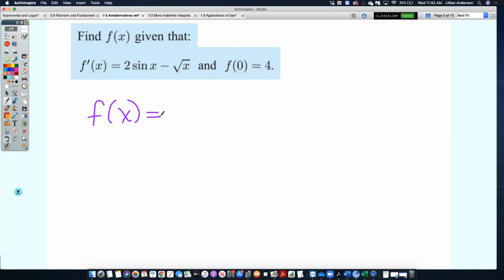You said negative 2 cosine x? Yeah, I believe so. Negative 2 cosine x. Okay, and then what about for the next part? Negative 2/3 x to the 3/2. And then you'll have your plus c.